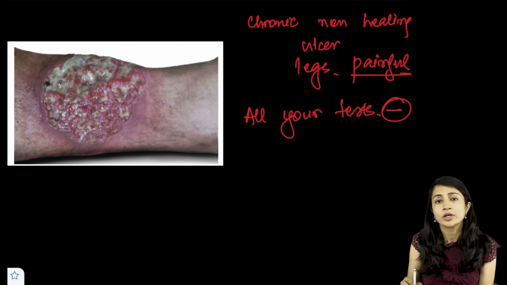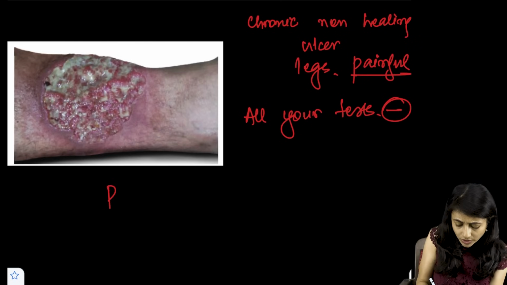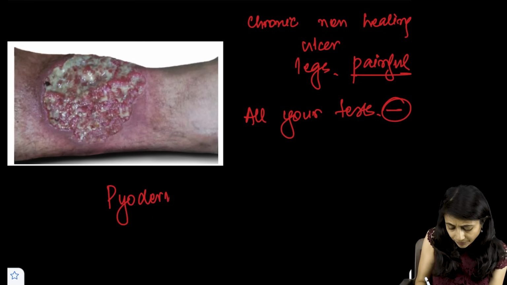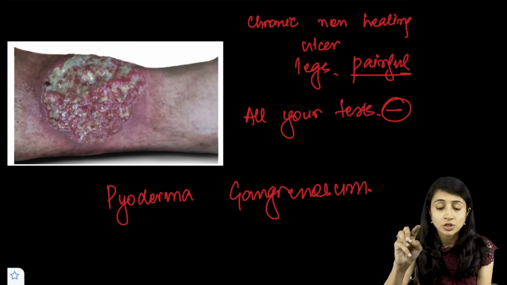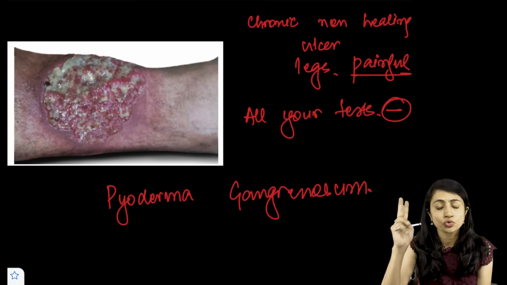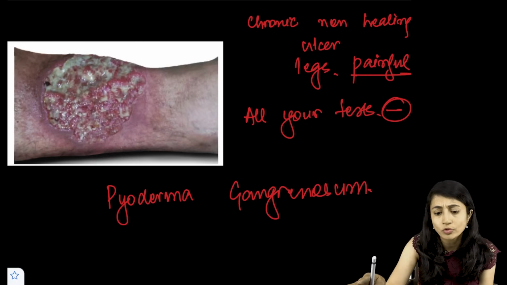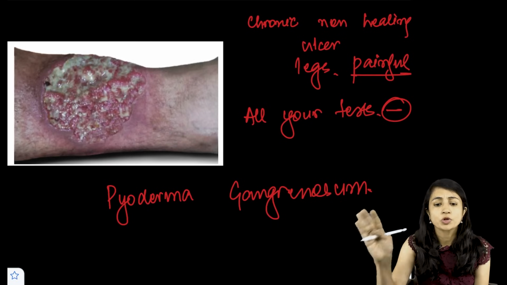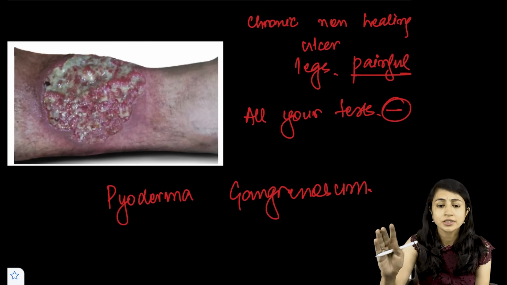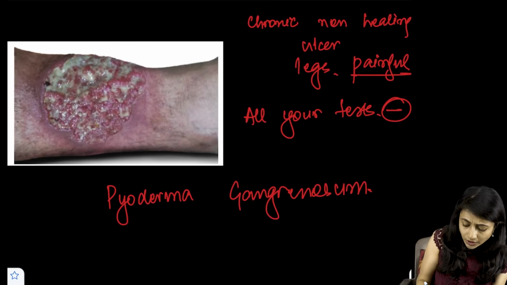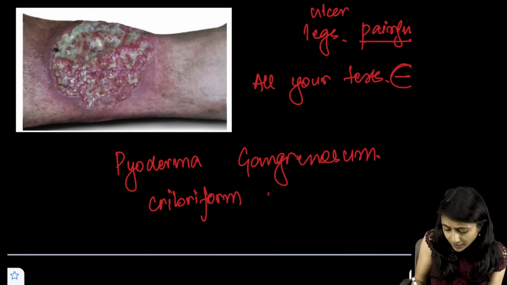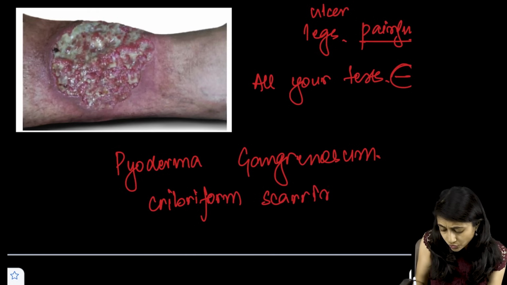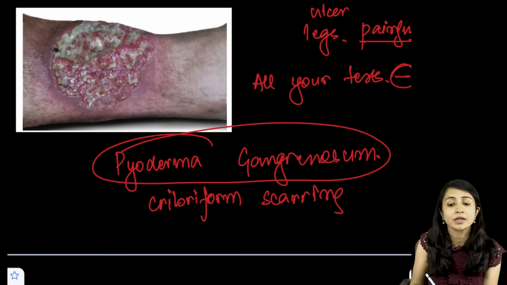So what is your diagnosis? So here my diagnosis is pyoderma gangrenosum. Pyoderma gangrenosum is a diagnosis of exclusion. So you first rule out infections, you rule out autoimmune etiology, you rule out mycobacterial infections. Nothing comes positive. The patient has a non-healing painful ulcer which heals with typical cribriform scarring. Lesions heal with cribriform scarring. You know your diagnosis is pyoderma gangrenosum.